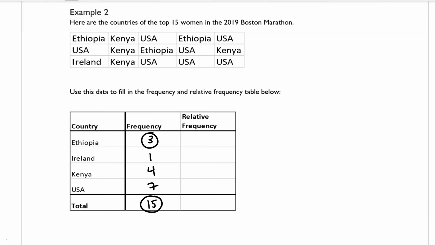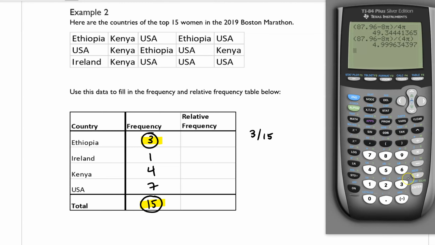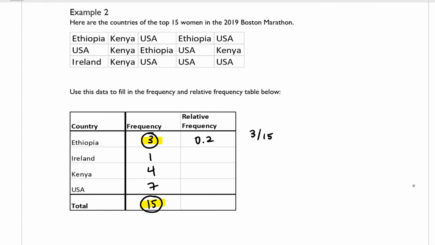And for Ethiopia, the way we're going to do that is we are going to create a fraction where the numerator is the number of women that are coming from Ethiopia or are representing Ethiopia divided by the total number of women. So that fraction is 3 over 15. And recall in the definition of relative frequency, we write the relative frequency as a decimal. So I'm going to go ahead and pull out my calculator and do 3 divided by 15, and that is 0.2.